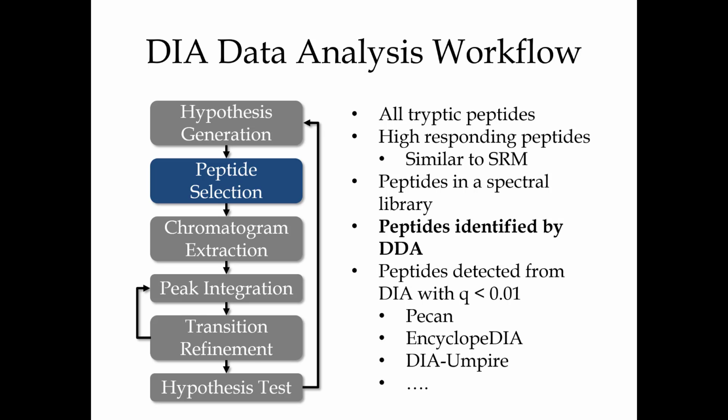So in the DIA data analysis workflow, peptide selection could be all tryptic peptides, high responding peptides similar to SRM, or peptides in a spectral library, and then we're going to focus on peptides identified by DDA, which actually usually is how you get a spectral library. Is there some set of things that you identify? And now people have started, and we're going to look at one of these, people have started trying to build up these proteome-wide. I think Ben even mentioned it.